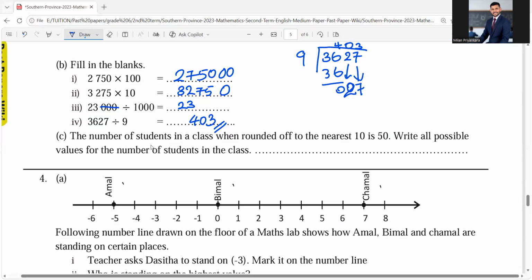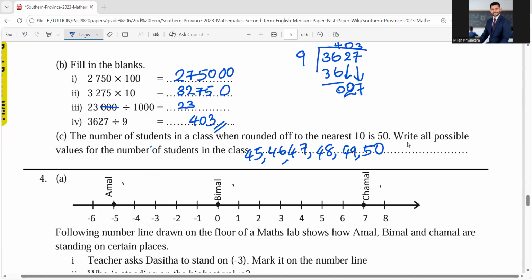The number of students in a class when rounded off to the nearest 10 is 50. Write all possible values of the number of students in the class. So we will start at 50. Actually, 50 can also be the real number, which is the actual number of students. So 49 also can be, and 48 can also be, 47 can also be, 46 also be, and 45.